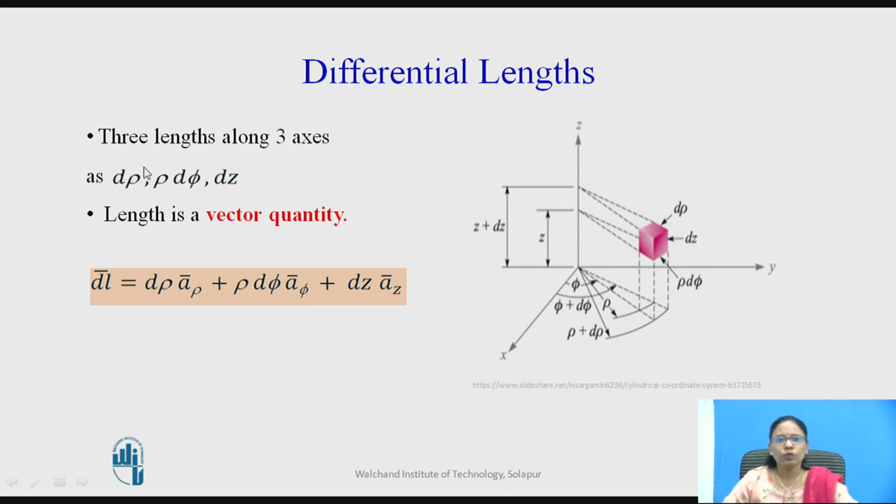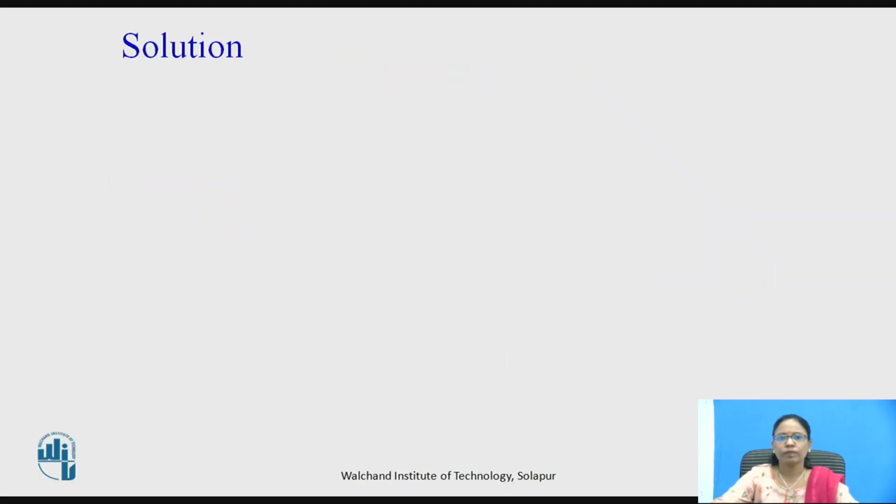So if I want to write dl bar, which is the vector length, I can write it like this: d rho a rho bar plus rho d phi a phi bar plus dz az bar. So along with the respective unit vectors, we have written these lengths.